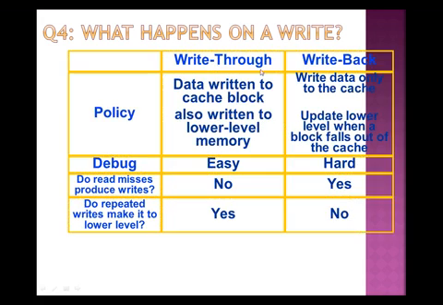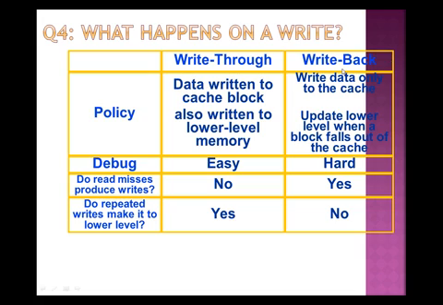What happens on a write? There are write through and write back policies. In write through, data written to the cache block is also written to the lower level memory. That is, if the data is written to the cache block, it is also written to the lower level memory, that is your main memory or secondary memory.